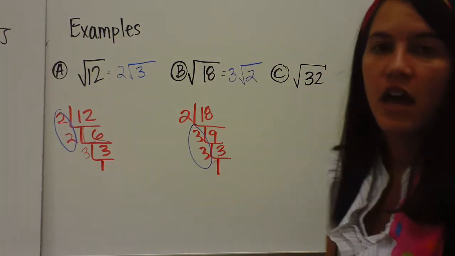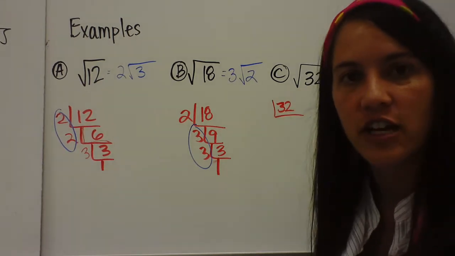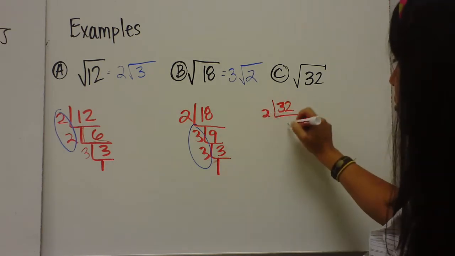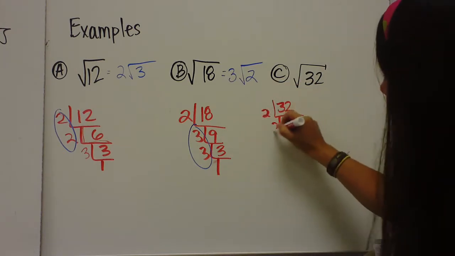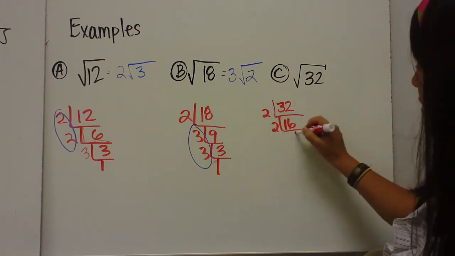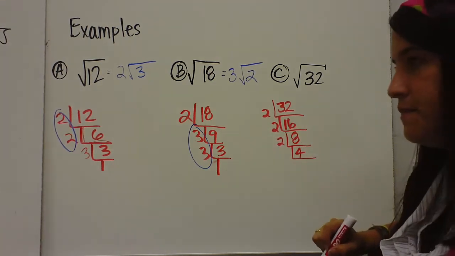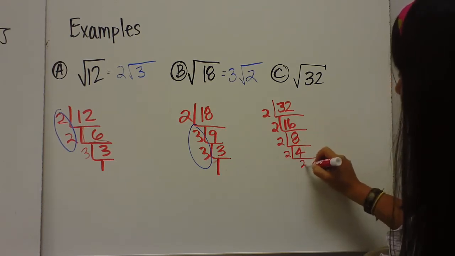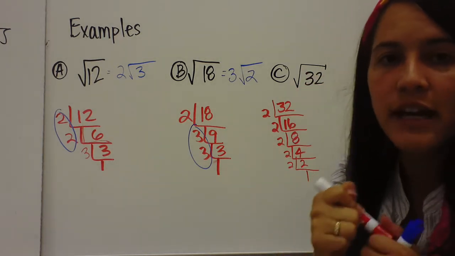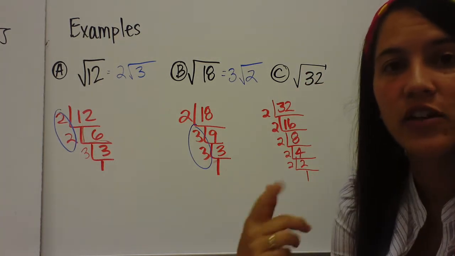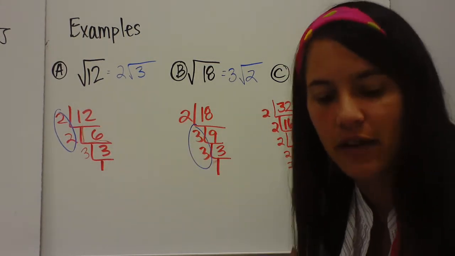Square root of 32. I start with 32 in my upside down division, and I'm going to start with 2. So 32 divided by 2 is 16. Then we do another level. 16 divided by 2 is 8. 8 divided by 2 is 4. 4 divided by 2 is 2. And 2 divided by 2 is 1. You go until you get to 1. Now you don't ever use numbers like 4 or 8 or 10 because those are not prime. You need to use numbers 2, 3, 5, 7, 11.